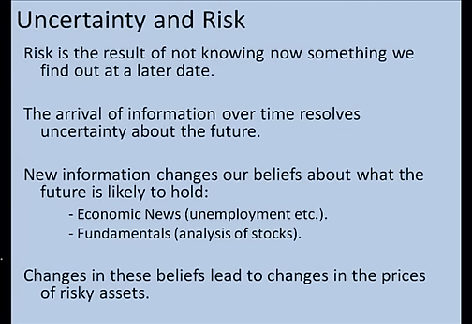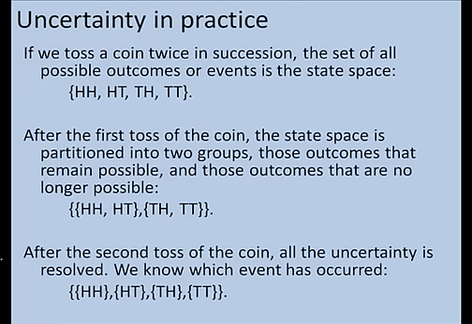Let's have a simple example of what I mean about uncertainty and the resolution of uncertainty or risk. Suppose we're going to toss a coin twice in succession. There are four possible outcomes or events. The first is that we toss heads both times. The second outcome is that we toss heads then tails, or tails then heads, or tails and tails again.